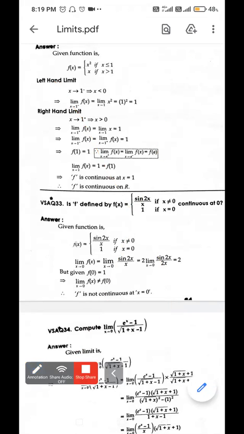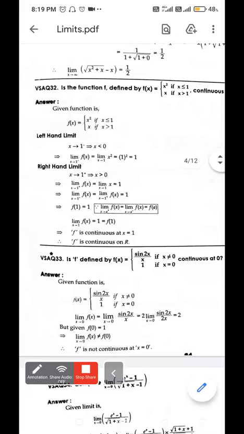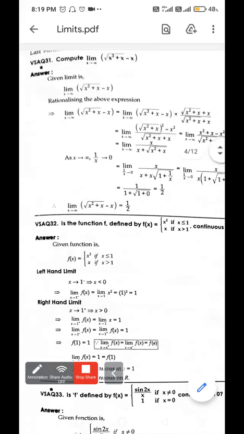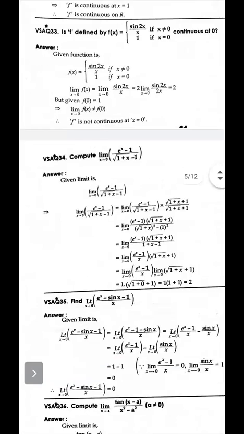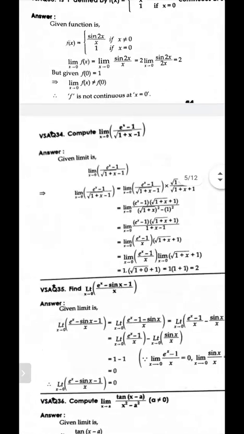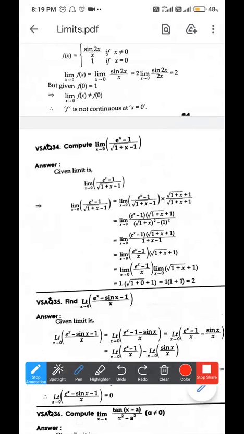Okay, 34th one is there. 31, 32, and 33 is not there. This 34th question will be there. And these questions carry 2 marks each, so you have to learn them.